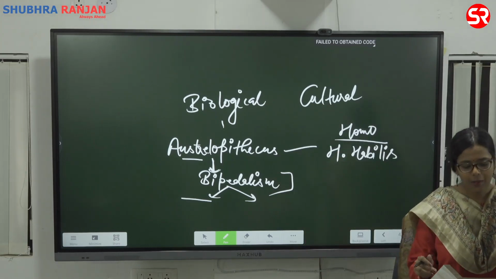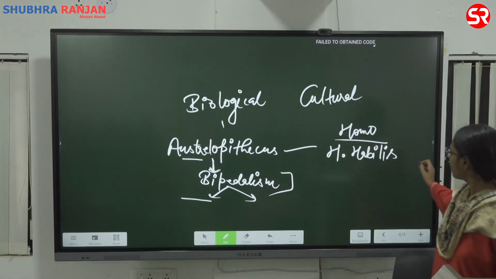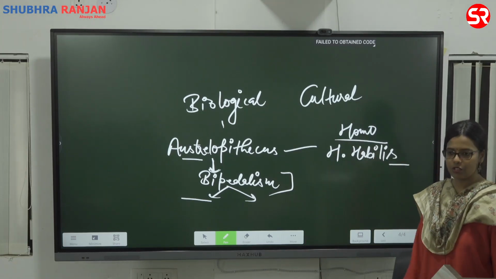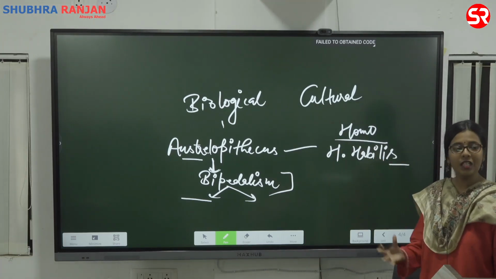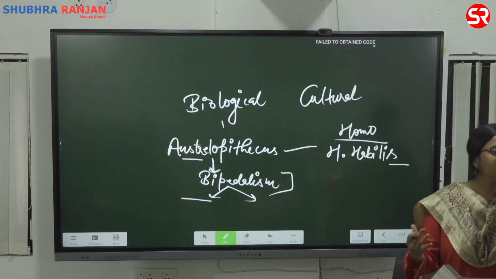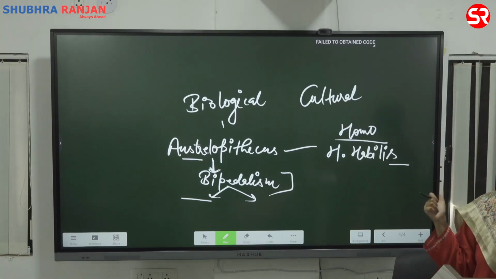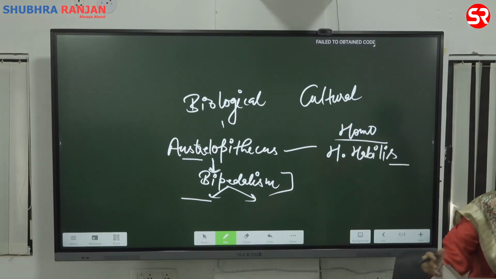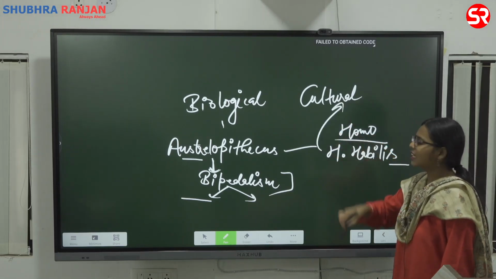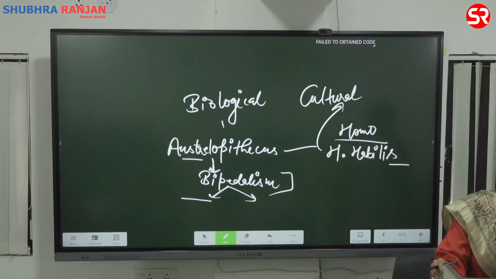Now when Homo habilis is coming, what is happening with Homo habilis, which is different from Australopithecus? They started using stone to protect themselves. Okay, this is the bigger change that is coming here, and from here cultural evolution of human being will start.